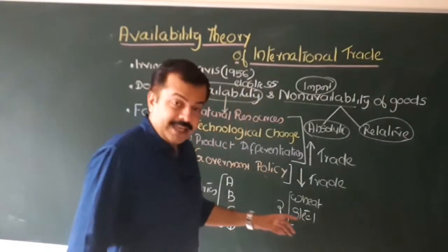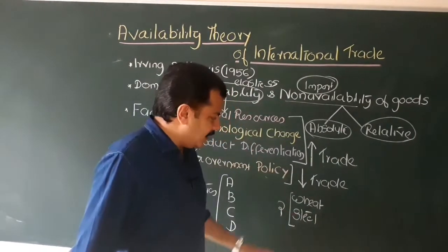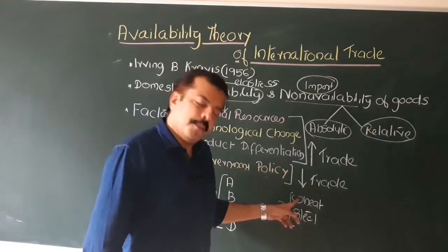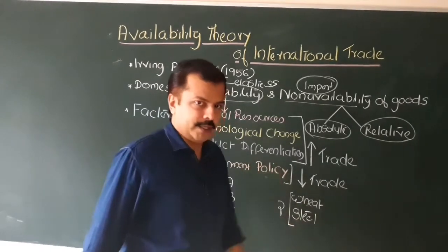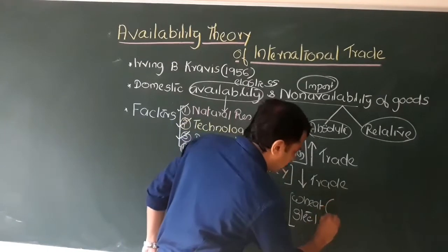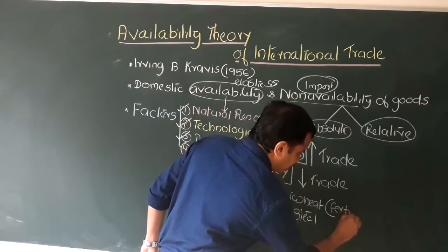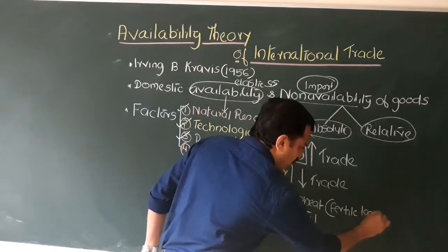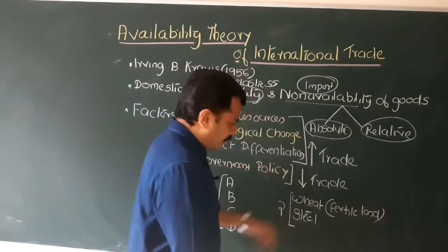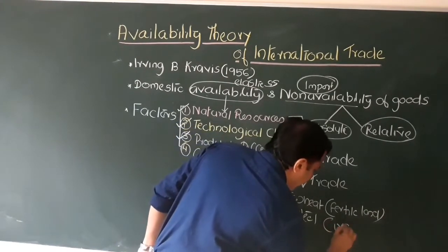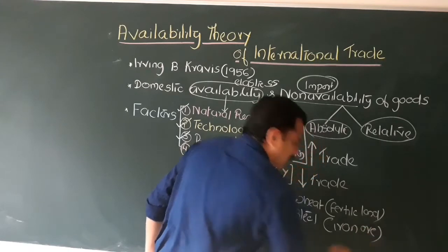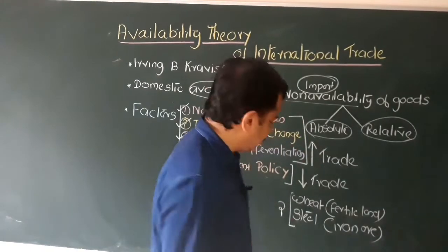Now, apart from capital and labor, let us assume that production of wheat requires fertile land or agricultural land, whatever you call it. And production of steel requires iron ore, which is the raw material for the production of steel.